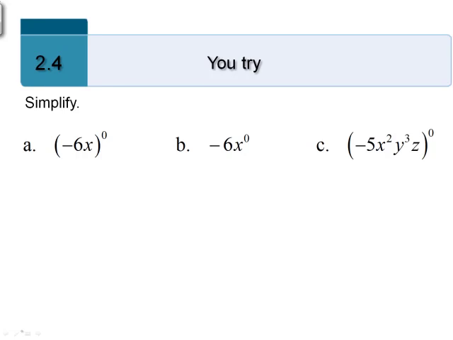Hello everyone, this is Math 0028, Section 2.4 U-Tries. Now this section is all about negative exponents, negative and zero exponents.